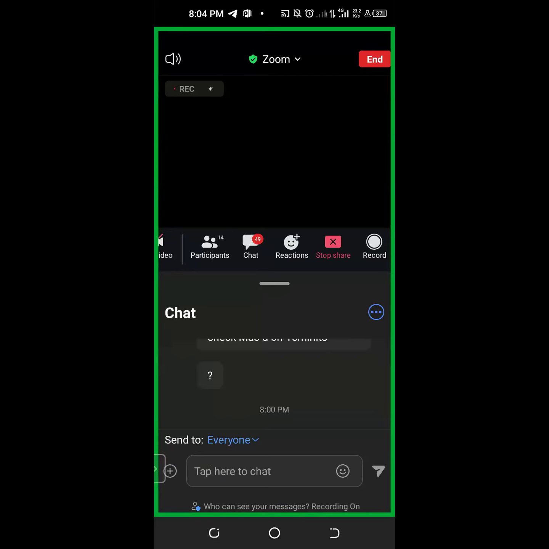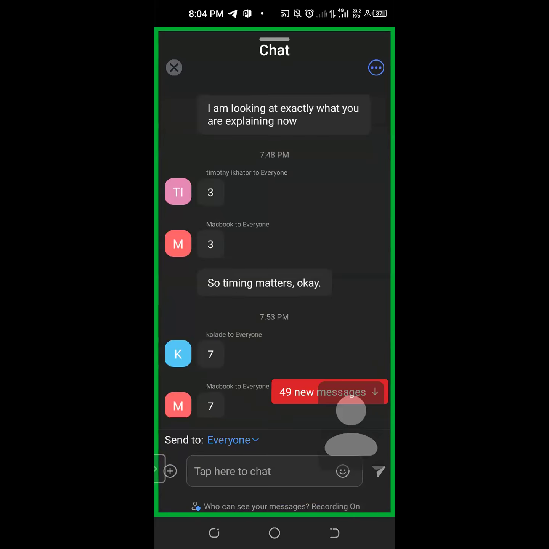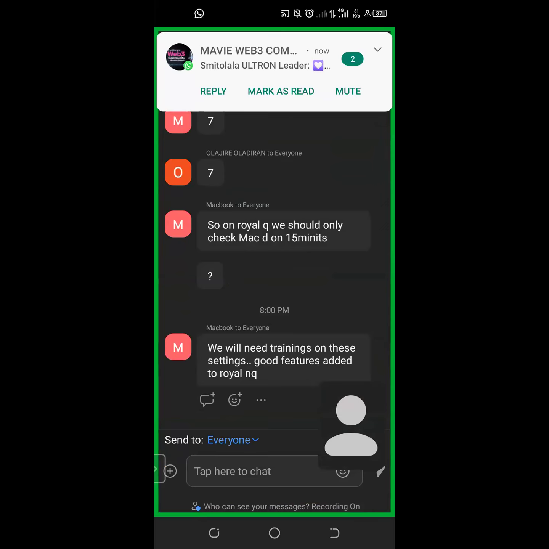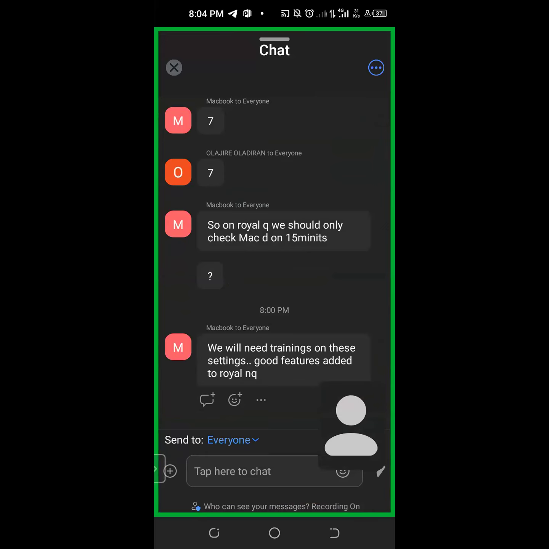Okay, I can see some questions. On RoyalQ, we should only check MACD. Yes, MACD on 15 minutes. This video is recorded. Most times, the bot will never take that trade, until you see that golden cross, it will not take that trade. If you are able to understand the concept of how the MACD works, then you'll know how to sell your trade. So it's better you do conservative trading that will not be encountering long floating loss.